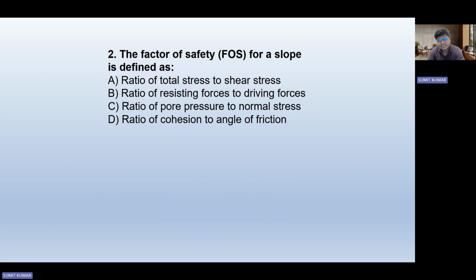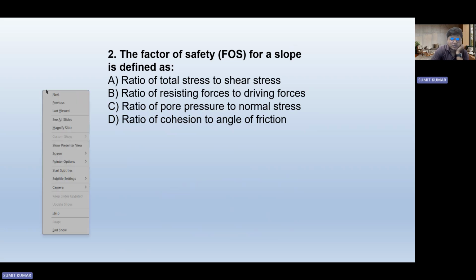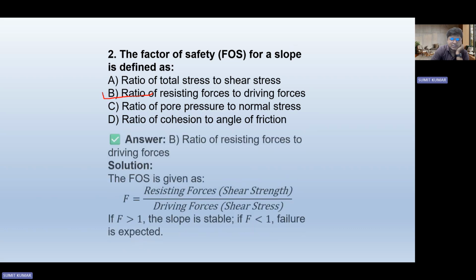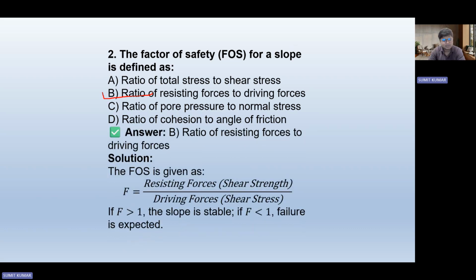And the final option is the ratio of cohesion to the angle of friction. So that is also not the correct option. So option B, that is the ratio of resisting force to driving force, is the correct answer to calculate the factor of safety.